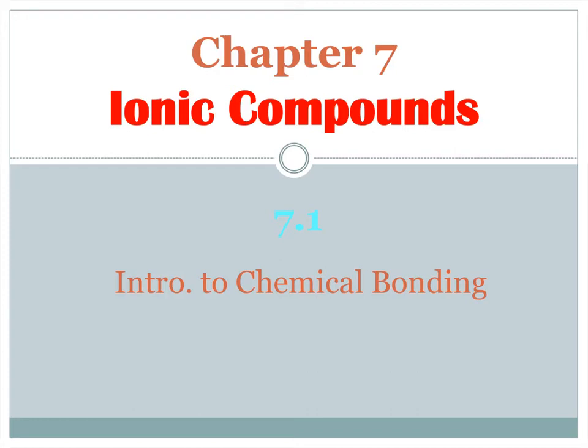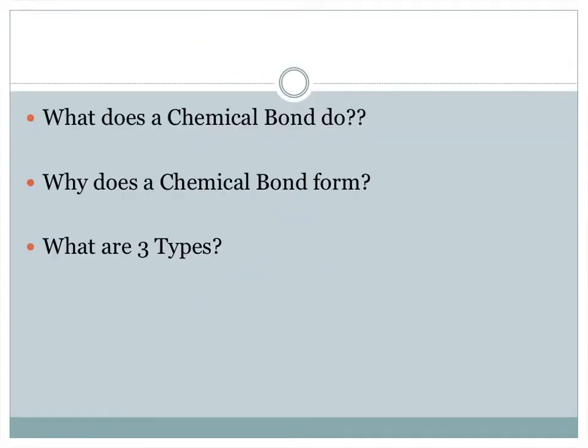All right, chemistry, here we go. Let's talk about chapter 7, the specifics, for a little bit here. What does a chemical bond do? Why does a chemical bond form? What are the three types? Simply put, a chemical bond is going to hold two or more atoms together.